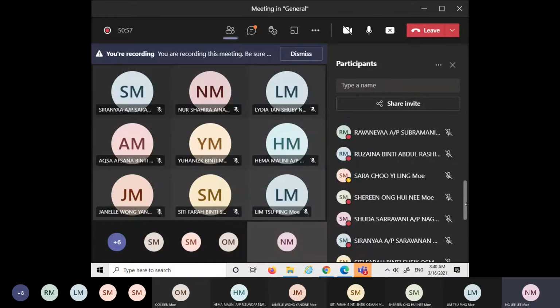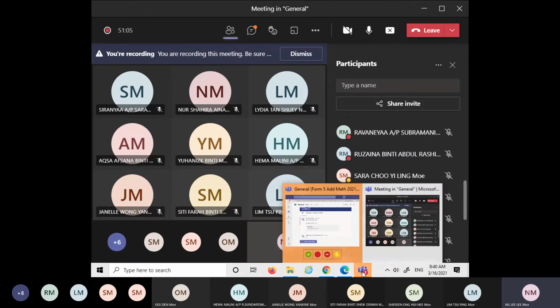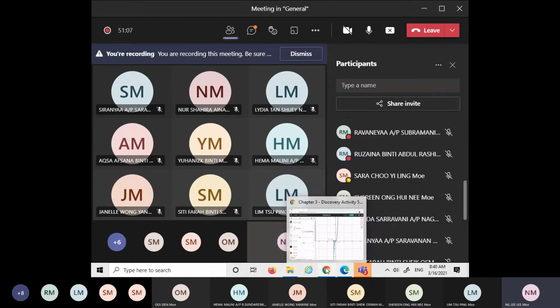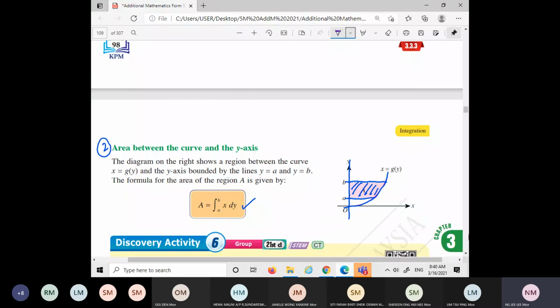Okay. I think I can go a little bit more. The second one, in between the curve and the y-axis. Okay, so this is the one between the curve and the y-axis. The diagram on the right shows a region between the curve and the y-axis bounded by the lines y equal to a, y equal to b. So this line is y equal to b, this line is y equal to a, and this is the area.